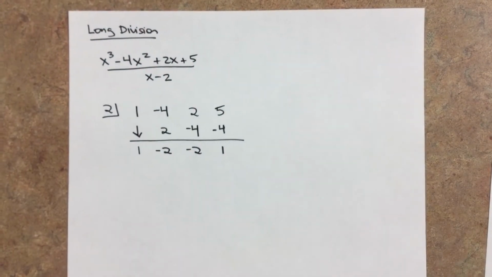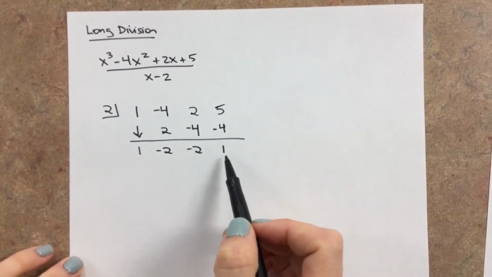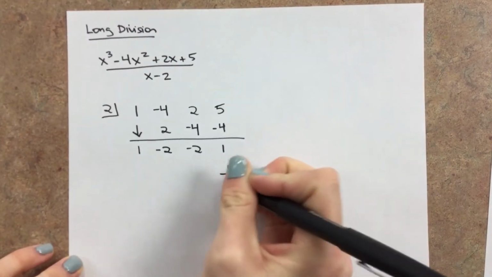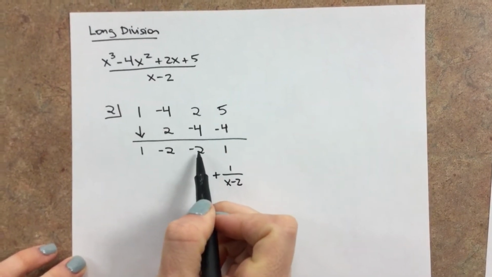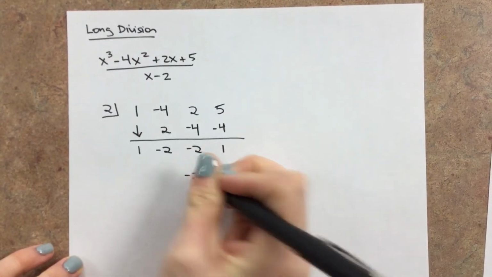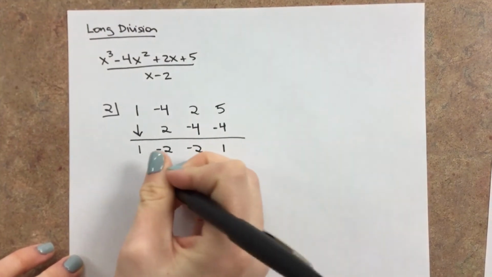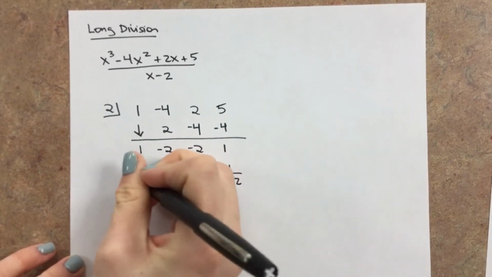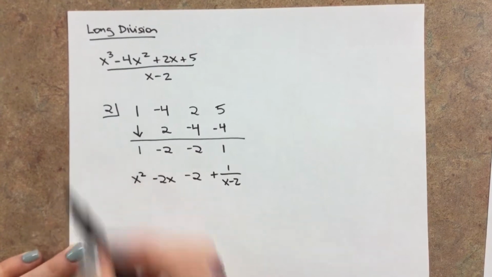So then just to remind you how everything gets set up, this last number right here is always the remainder. So the remainder of 1 gets written over the x minus 2, and it's positive 1. Then this number next to it is always the constant, so there's a negative 2. The number next to that is attached to the x term, so that would be a negative 2x, and the number next to that is attached to the x squared term. If you had more terms, you'd keep going. There'd be an x cubed, x to the 4th.